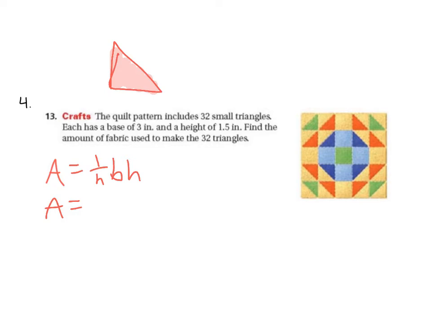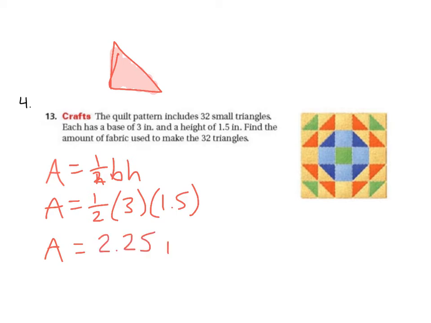So what is the base of our triangle? 3 inches. And the height is 1.5. So what is 1/2 times 3 times 1.5? 2.25 inches squared. So remember, it's area, and it gives us inches in the question, so we have to give inches in our answer. But this is just one triangle.